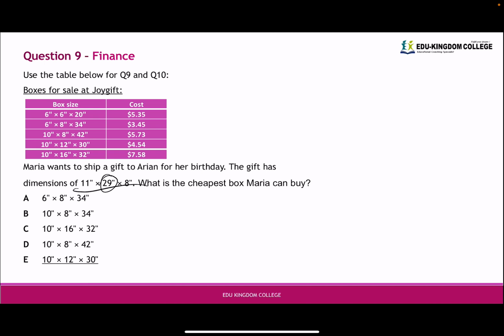So 29 inches. Which boxes can that fit in? It can fit in here, here, here and here. These are all bigger than 29, but not the first one. Now let's take a look at the second dimension, 11. It can fit in the last two, and the last condition is that it needs to be cheap. So it's going to be the 10 by 12 by 30 for $4.54.